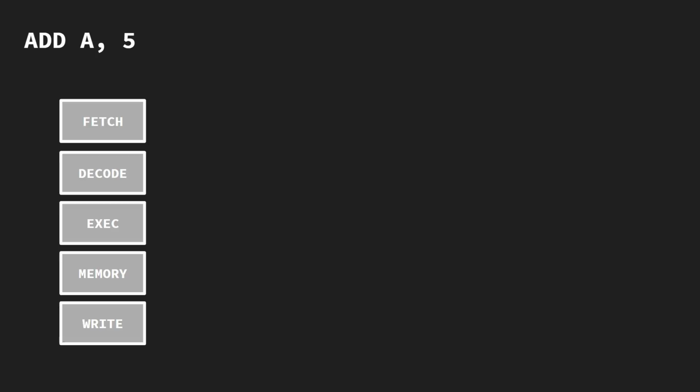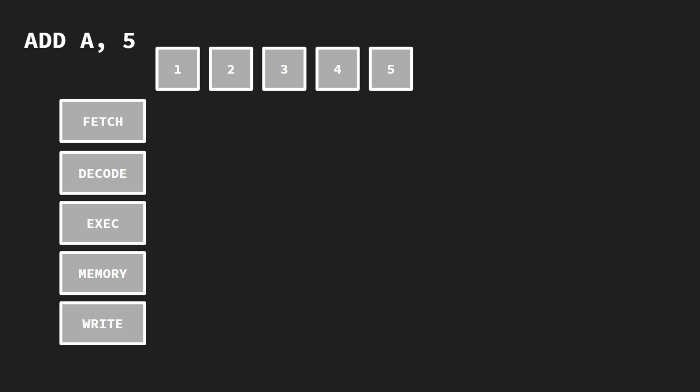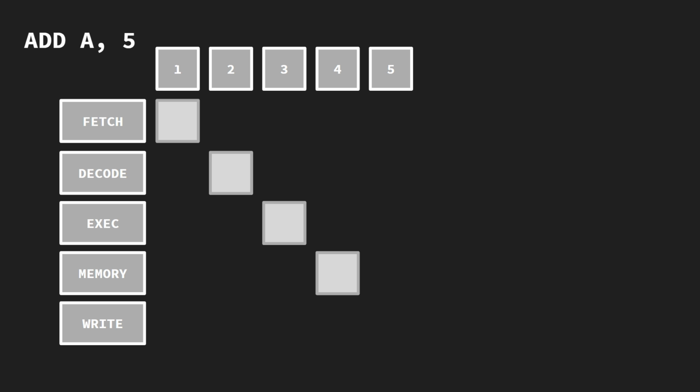So let's say that we want to add the number 5 into A. From last time, A is a register. It has some number in it. We don't know what the number is. We want to add 5 to it. And we have that cycle over here. Let's imagine that we have those 5 cycles, the clock speed of the CPU. So in the first one, we do the fetch. In the second one, we decode. In the third one, we execute. Then we do stuff with the memory, fetch it from wherever it is, and then we write it back.